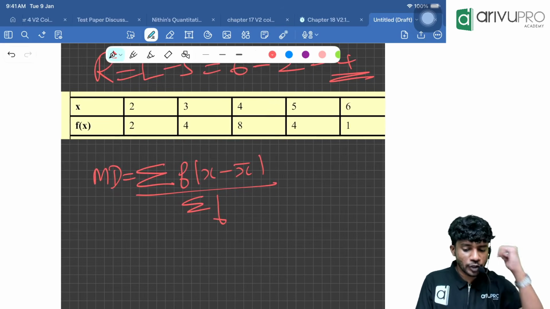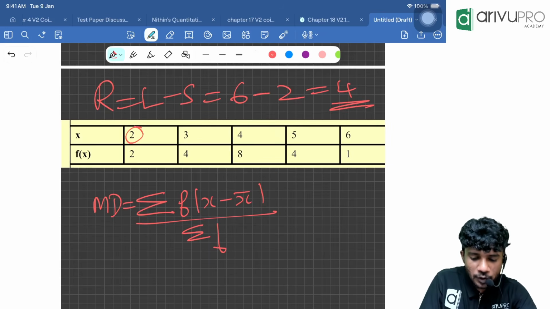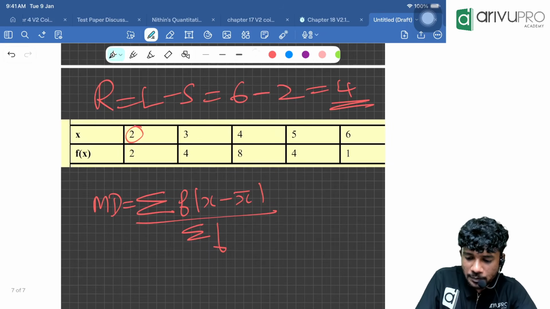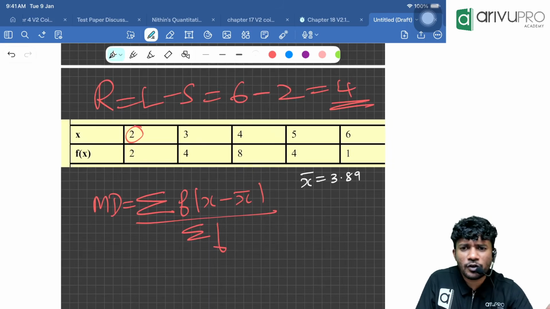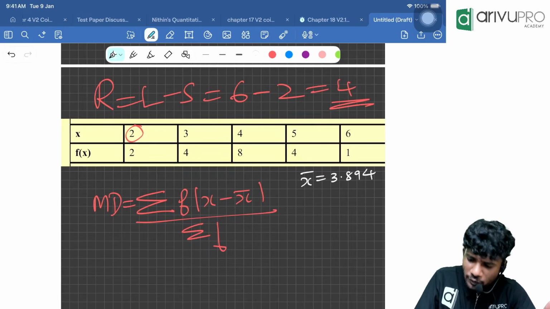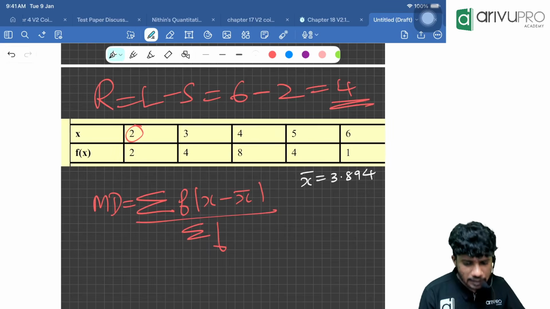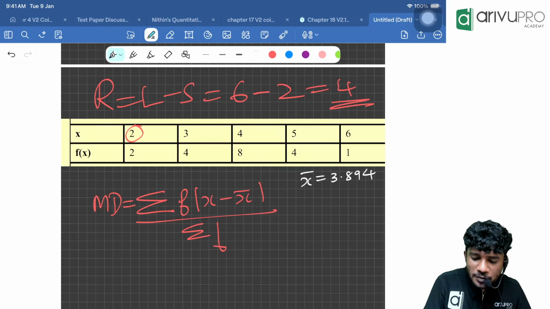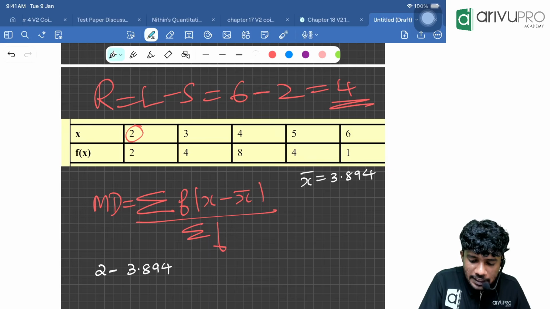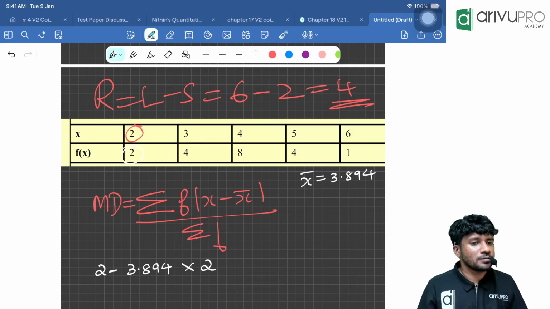Now people, we are going to do it. First x value is what? X bar we already found previously. That is 3.89. Okay, 894 or 2? 894. If you want, we will use all 3 decimals. Then, first one, x minus x bar. That means 2 minus 3.894. Then multiplied with the frequency. How much is the frequency? 2.